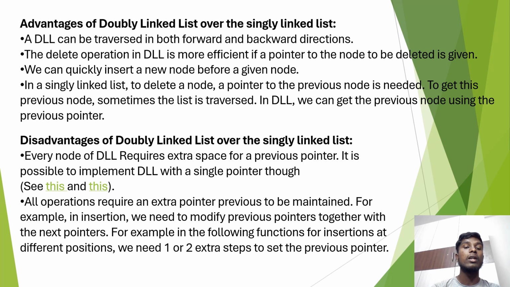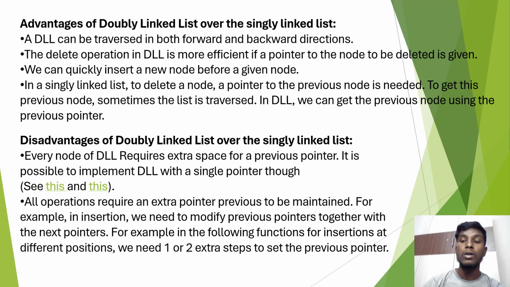Every node of a doubly linked list requires extra space for a previous pointer. It is possible to implement a doubly linked list with a single pointer though. All operations require an extra previous pointer to be maintained. For example, in insertion, we need to modify previous pointers together with the next pointers. In the following functions for insertions at different positions, we need one or two extra steps to set the previous pointer.